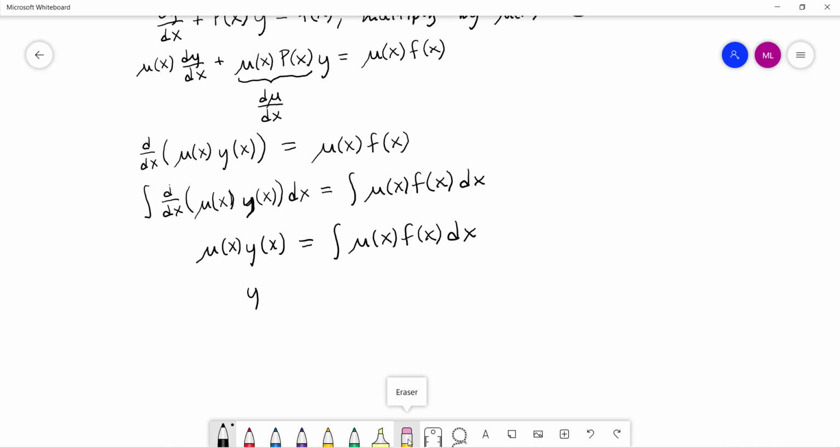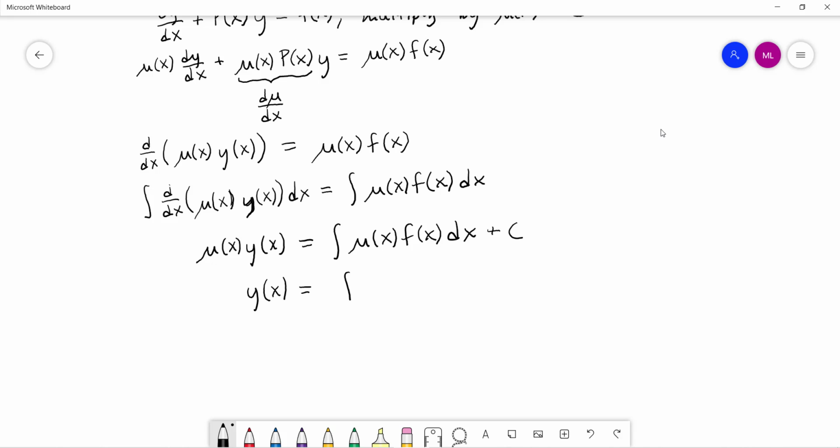And when we finally solve for y, all we need to do is, and we'll have a plus c. Don't forget a plus c that comes into all of this at some point. We will have a big ugly term over here that's this whole thing divided by mu of x.